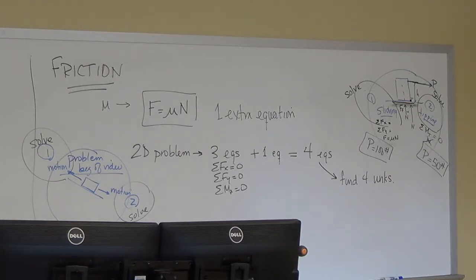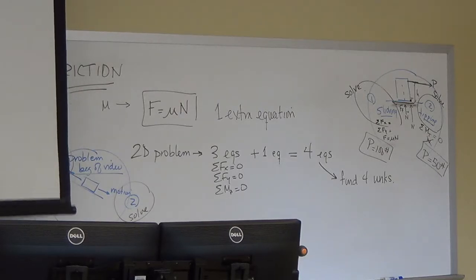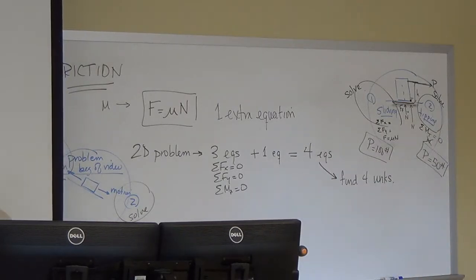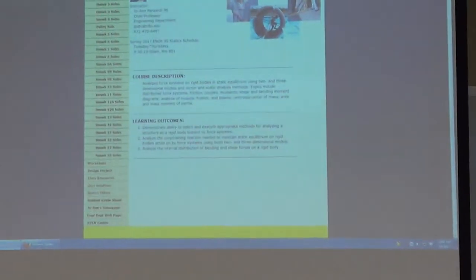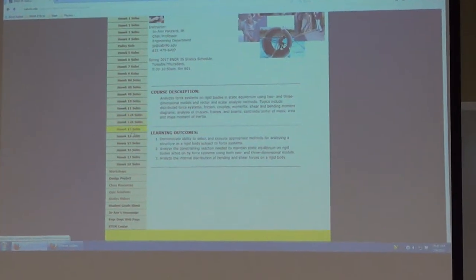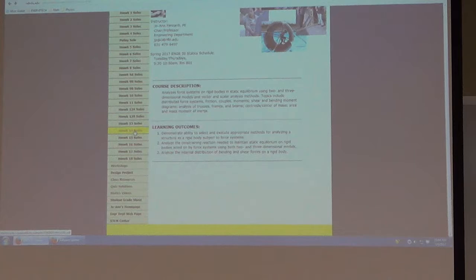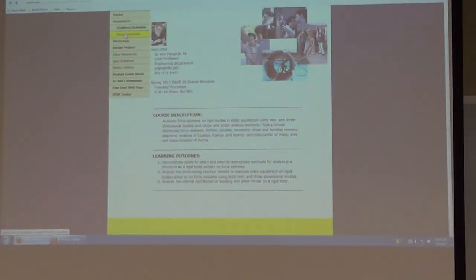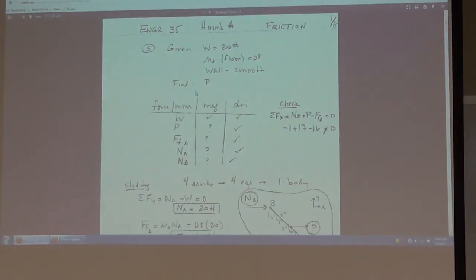Okay, let's pull up some of the solutions. What's friction, 14? Friction is Number 13. Okay, so let's look at the problems. So the first one is 5.